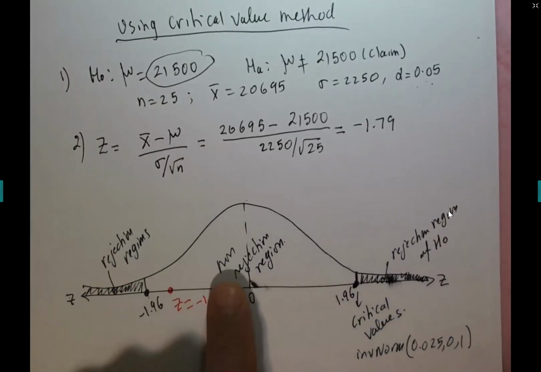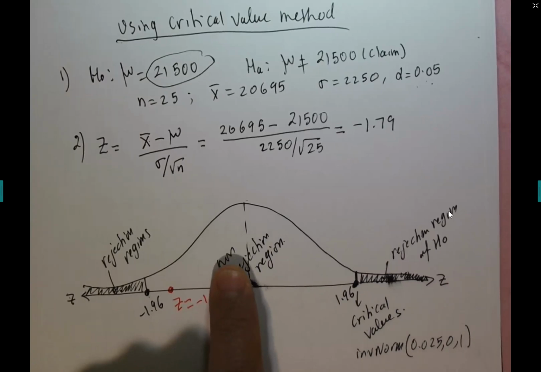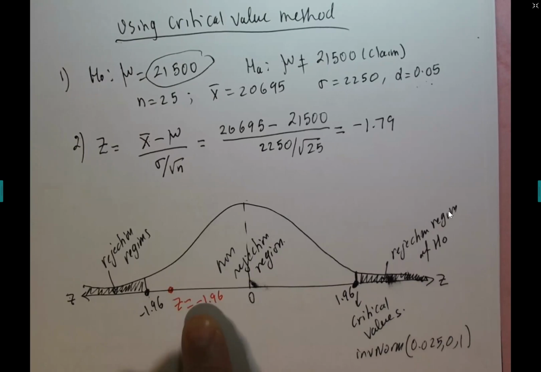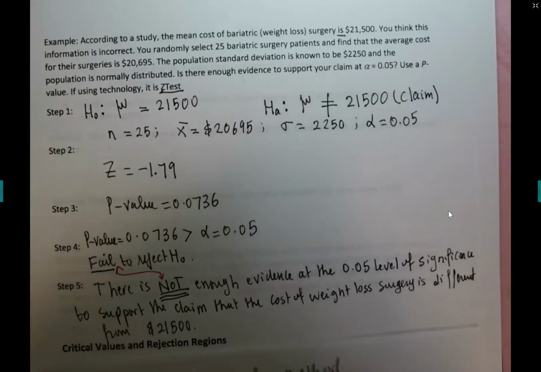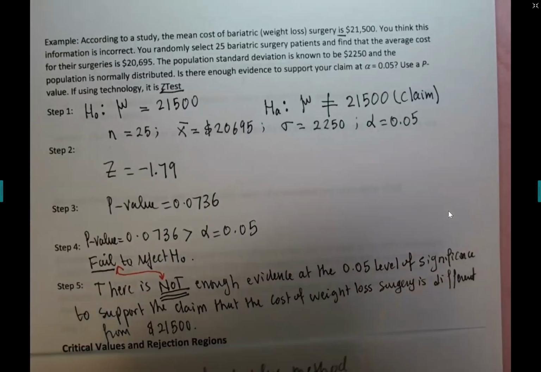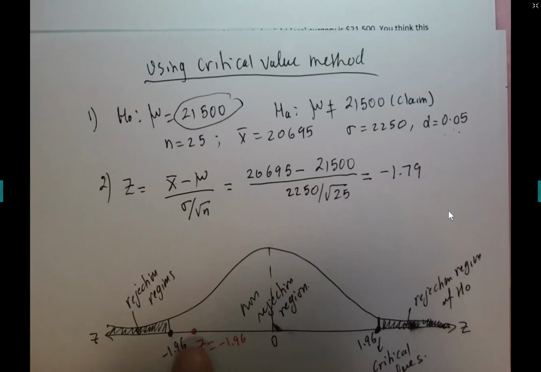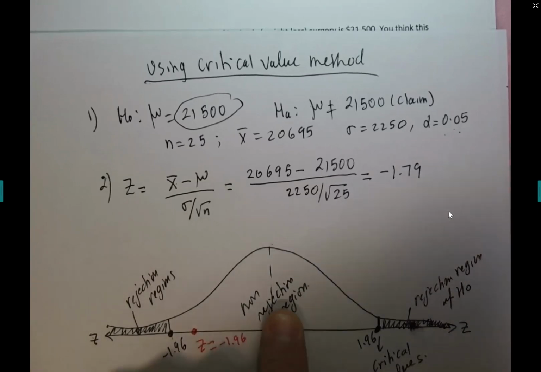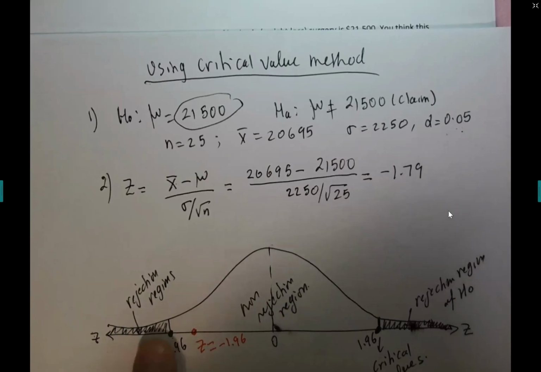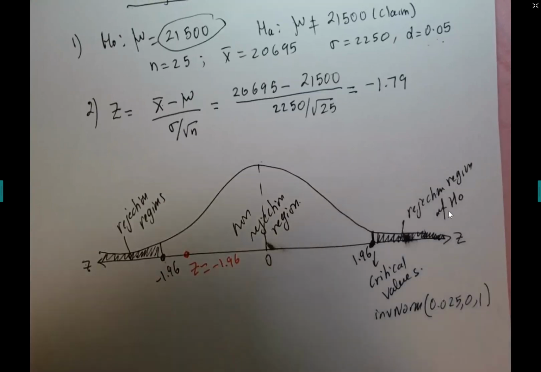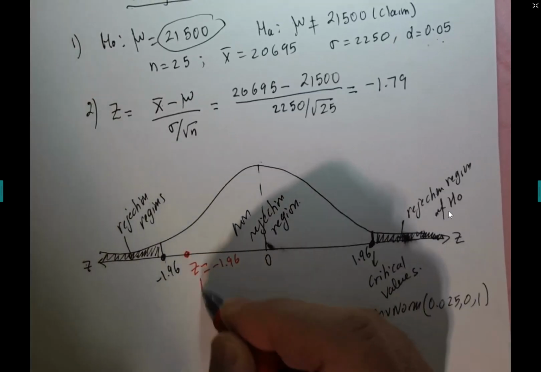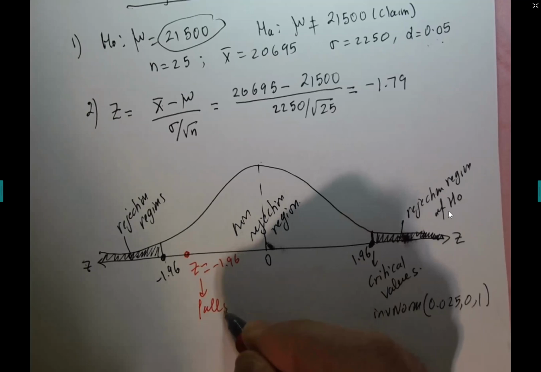And this is a non-rejection region. So it ended up in the non-rejection region. So you failed to reject the null hypothesis. And look, how did we do that last time? Watch. Failed to reject the null hypothesis. So if your test statistic ends up in the non-rejection region, you fail to reject the null hypothesis. If it turns out in the shaded regions here, you reject the null hypothesis. And this is what we call the critical value method.